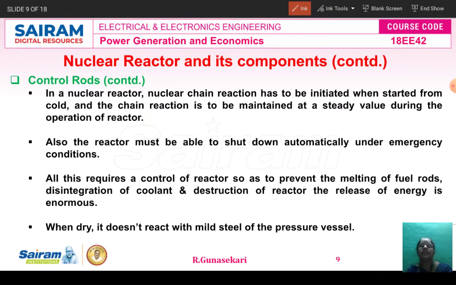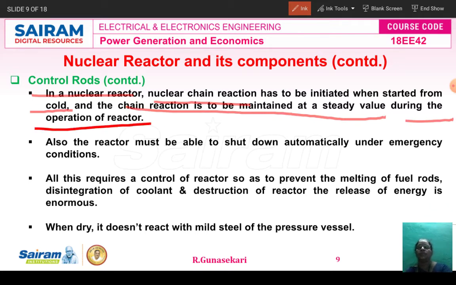Then the continuation of control rod. In the nuclear reactor, the nuclear chain reaction has to be initiated when started from cold, and the chain reaction is to be maintained at a steady value during the operation of the nuclear reactor. The nuclear reactor must be able to shut down automatically under emergency conditions.